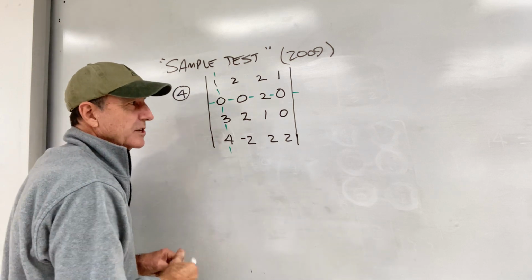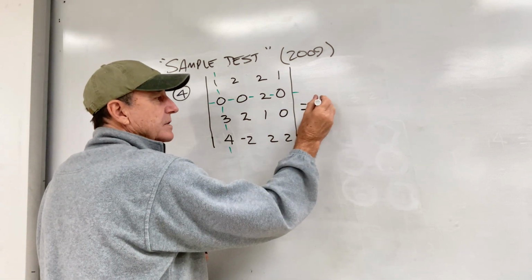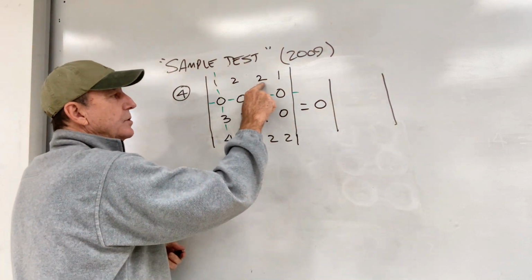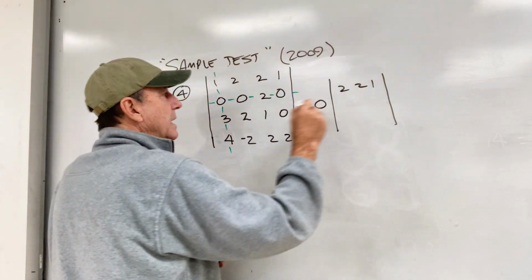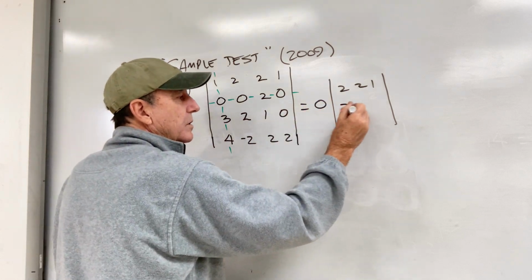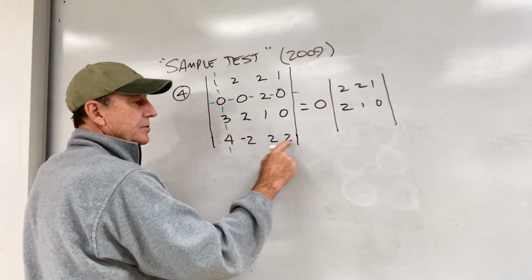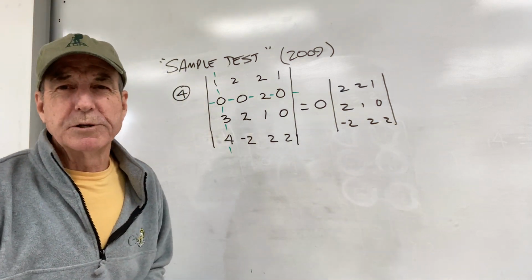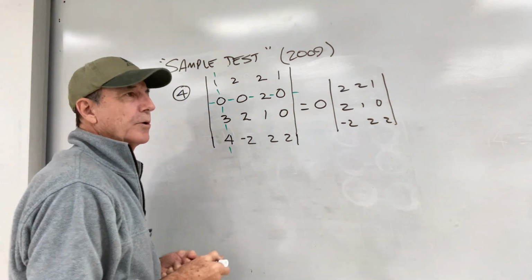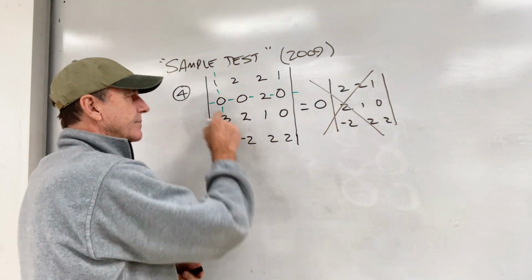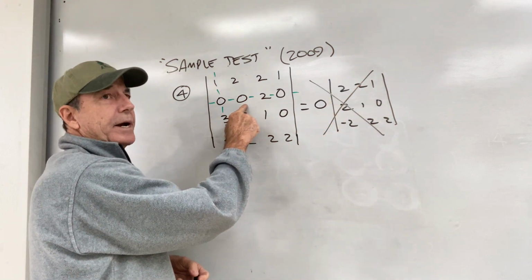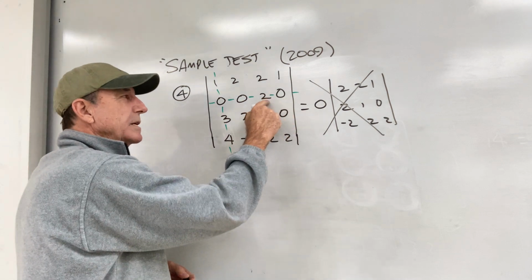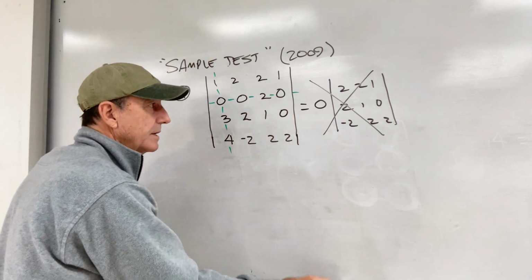If I wanted to actually write this out, I don't know that I have to because I'm multiplying times 0. The elements would be 2, 2, 1, 2, 1, 0, and negative 2, 2. But we don't have to work that out because we're going to be multiplying times 0 anyway. So that whole thing is just out of there. That's gone. Same thing with this one. That minor is going to be gone. Same thing with this one. That minor is going to be gone. So it's really just the 2 that we have to focus on.